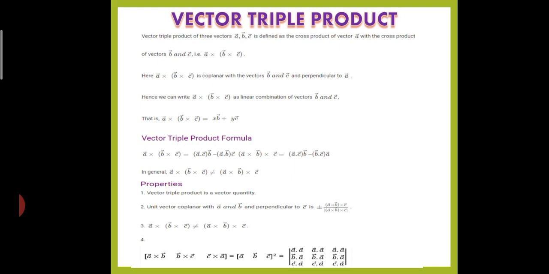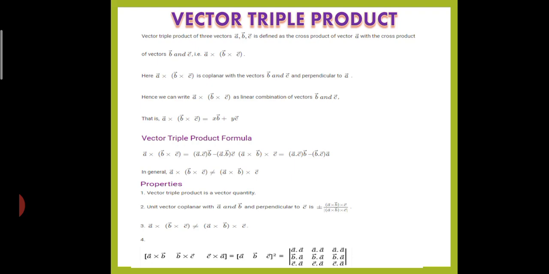A vector triple product of three vectors A, B, C is defined as the cross product of vector A with the cross product of vectors B and C, meaning A cross (B cross C). Here A cross (B cross C) is coplanar with the vectors B and C and perpendicular to A. Hence we can write A cross (B cross C) as a linear combination of vectors B and C, that is A cross (B cross C) is equal to xB plus yC.